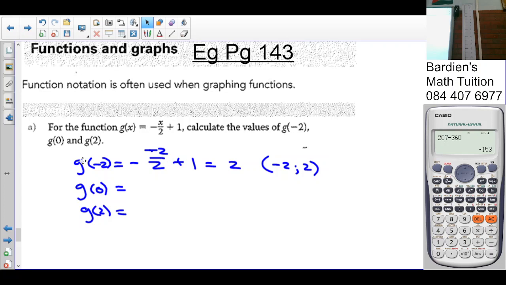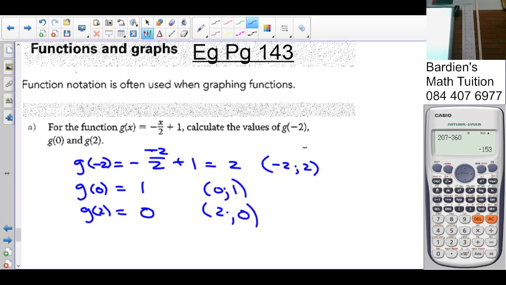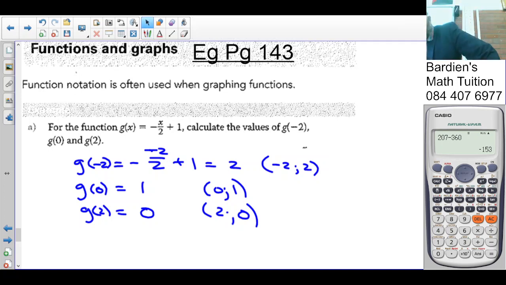Okay, so g of 0 works out to be what? 1. Not so? g of 2? 0. So the ordered pair is 0 and 1, and 2 and 0. You all agree with that? Right. So let's look at the next question.